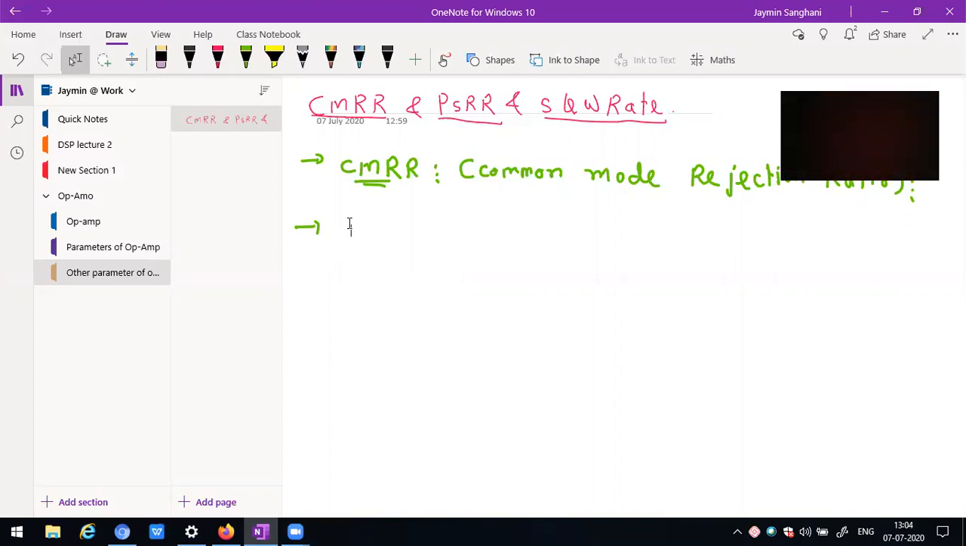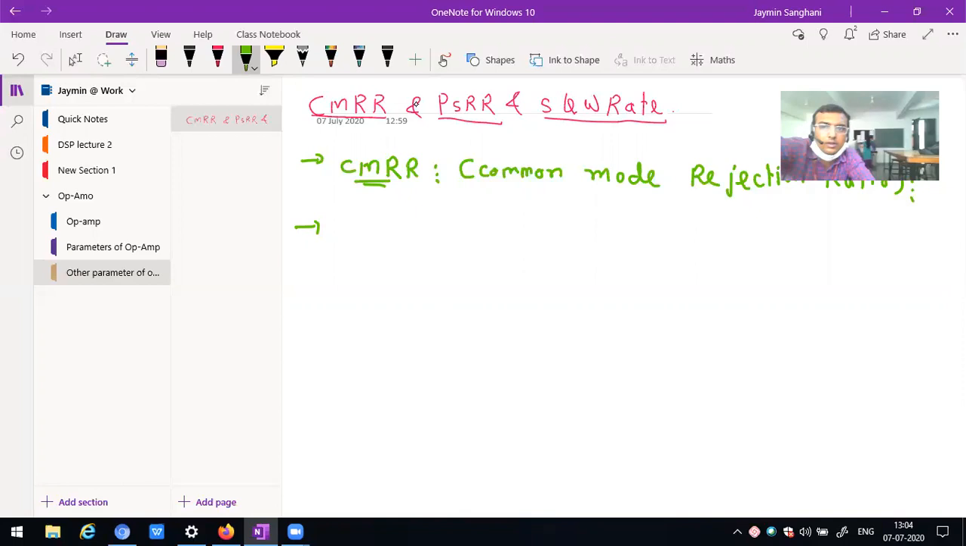Now we can concentrate on the other parameters of the operational amplifier, which are known as CMRR, PSRR and slew rate. What is the meaning of CMRR? That I would like to explain here.